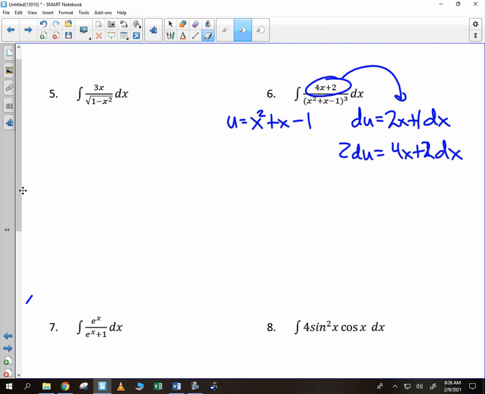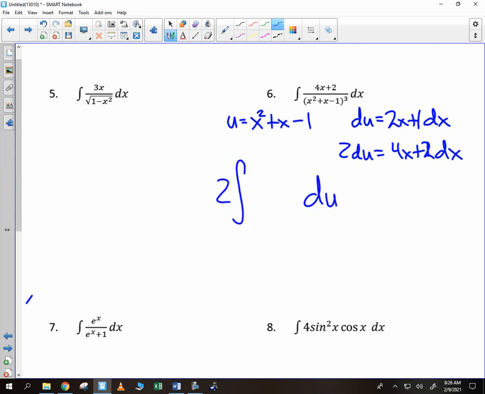Now, notice that if this would have been slightly different, instead of 4x plus 2, if it would have been 4x plus 3, it wouldn't have worked out. So we could change anything with an integral by just a simple number, and it throws us off big time. So this is a very nice integral that sets up in a nice way. So I do the 2 and the du. That gets rid of the 4x plus 2 and the dx. What remains? 1 over u cubed, or u to the negative 3.